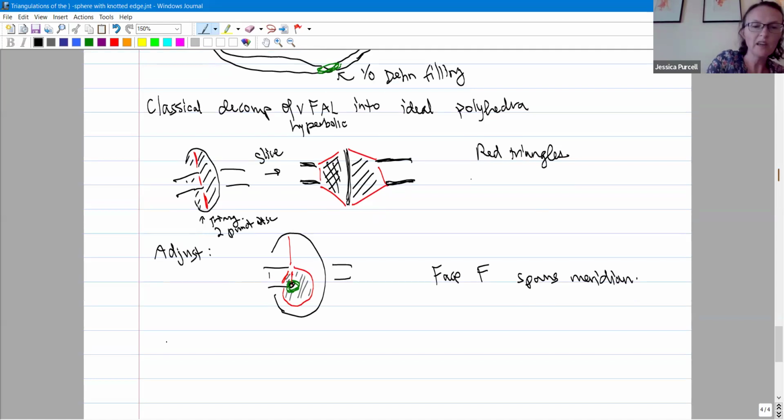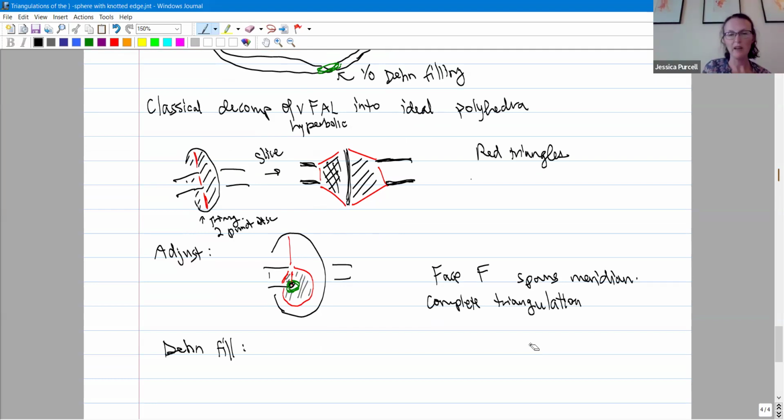Okay, so then you Dehn fill. Just looking at the clock, I have a few seconds left. How do you Dehn fill? So you triangulate, or complete the triangulation, I should say. Or in other words, you subdivide into a triangulation. You have a face spanning a meridian. You do the Dehn filling. You just do this by plugging in triangulations of solid tori.